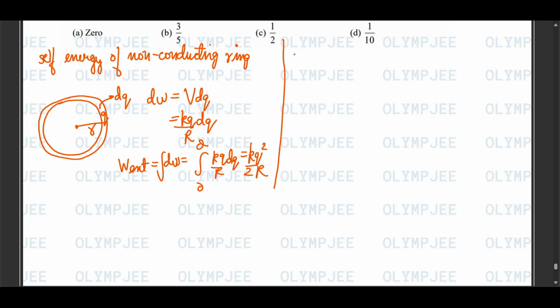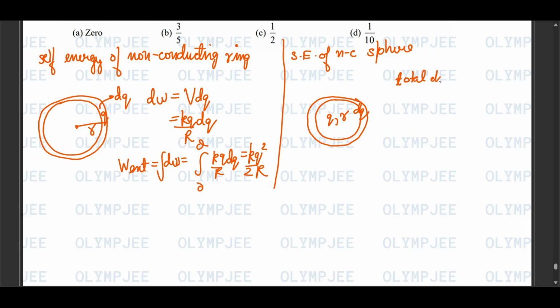Now I will be deriving the self energy of non-conducting sphere. So assume that we have already made a sphere of charge q and radius r, and we are bringing dq charge from infinity to here. So if total charge is q and total radius is r, capital R, so charge density can be given as q divided by 4 by 3 pi r cube, which is 3q by 4 pi r cube.